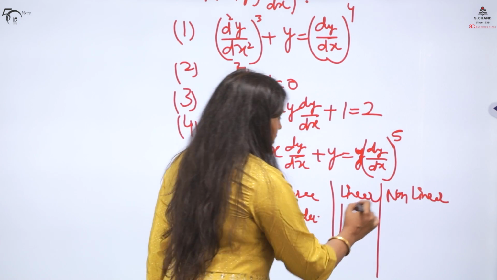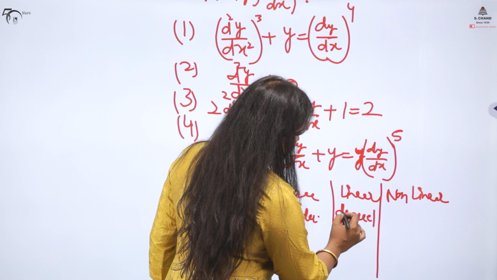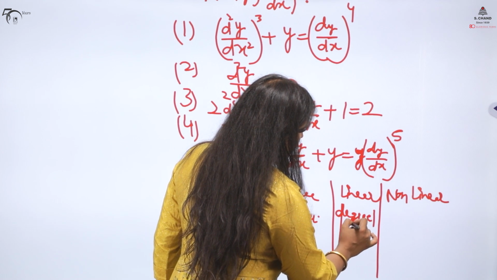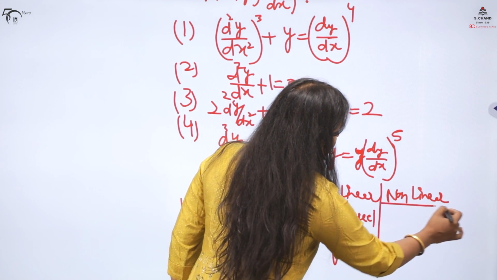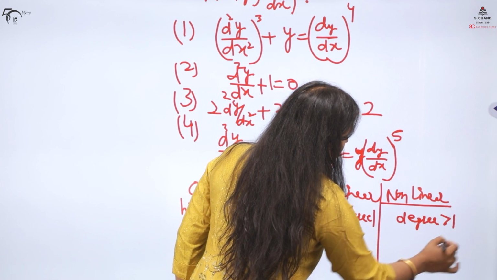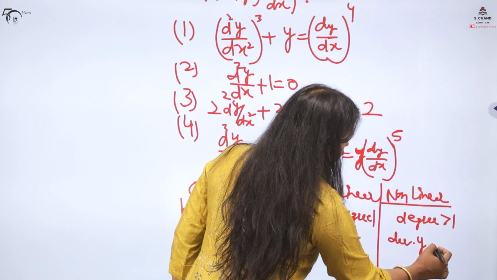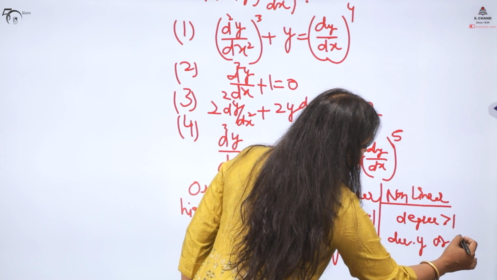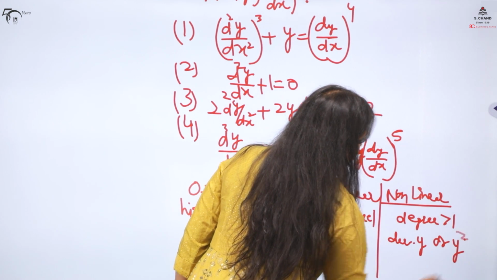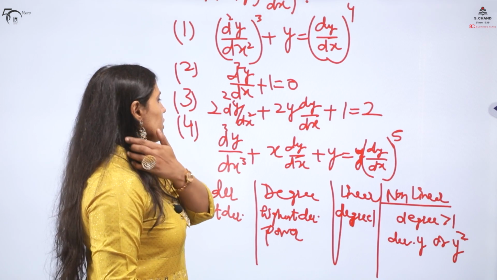Linear means there is no multiplication with the y of the derivative. Non-linear means if you have degree more than 1 and derivative multiplication with y, or y power is more than 1. So, this is how you figure out what is the order, degree, linear and non-linear.